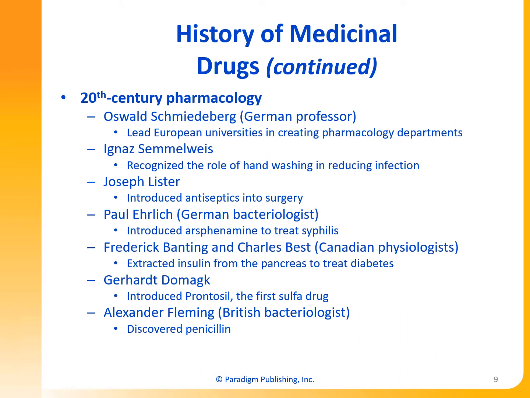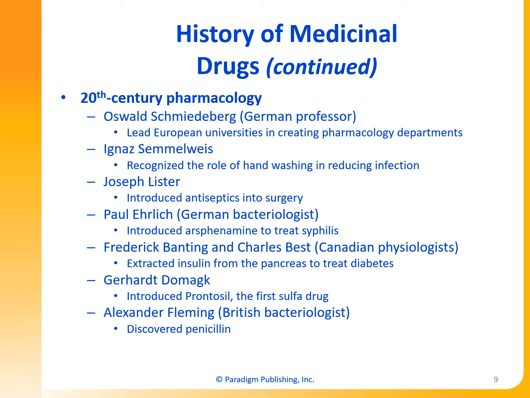All right, we have a lot of different pharmacologists here from the 20th century. Again, you can take a look at these different ones through here. The most important part as far as this class is concerned, we're going to begin with Alexander Fleming. He discovered penicillin. He's probably the one you'll hear the most about, at least in modern pharmacy.